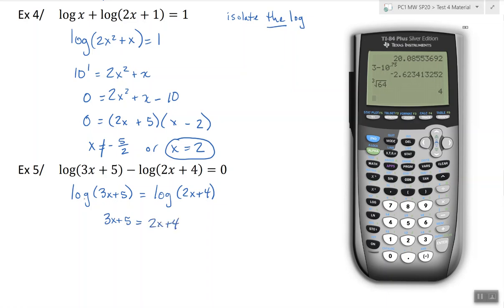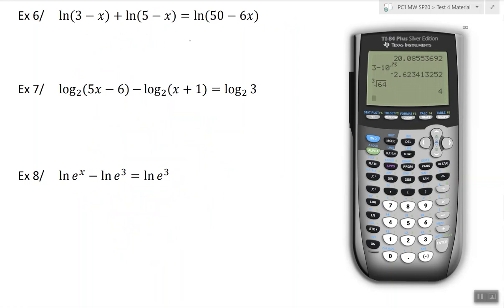So we have two logs here that are equal to each other, the same base. The only way that can be true is if the arguments are equal. So we go ahead and set the arguments equal to each other and solve using algebra. And we do still have to check. When I put an x of negative 1 in here, this is a negative 3 plus 5 is 2, and that's fine. And a negative 1 here, that's a negative 2 plus 4 is 2. So it doesn't make either one of those arguments negative, so that is our answer. Don't forget to check these.